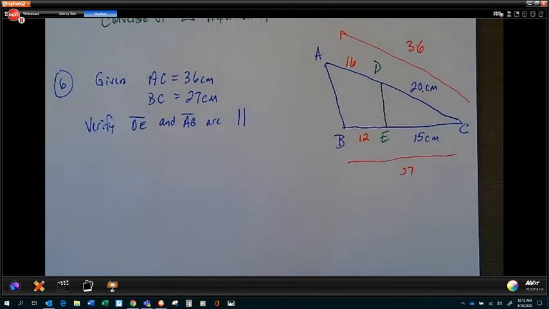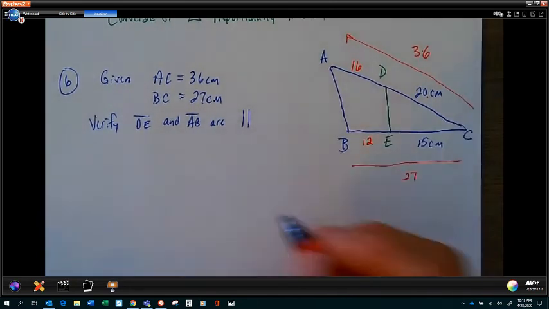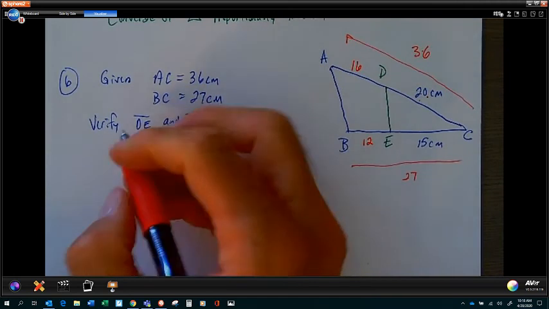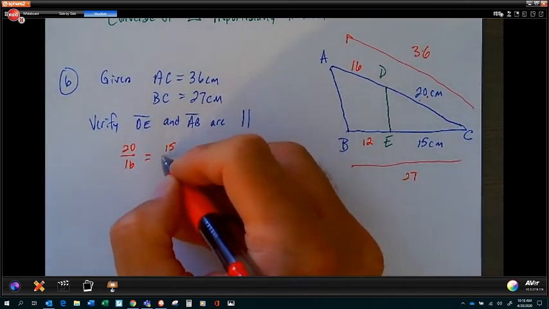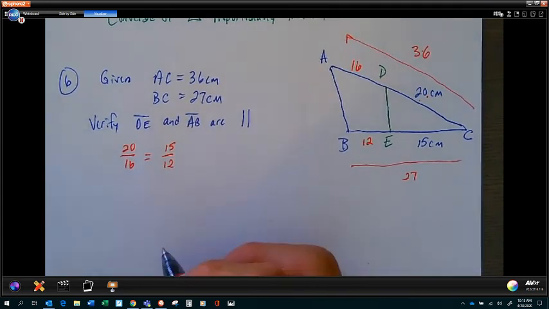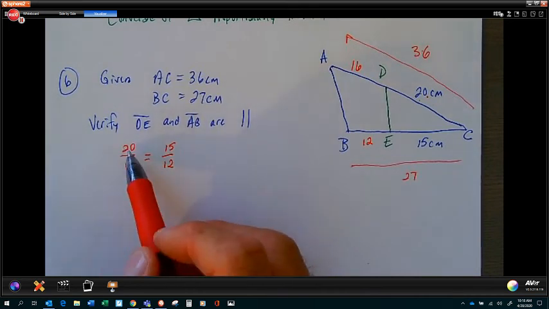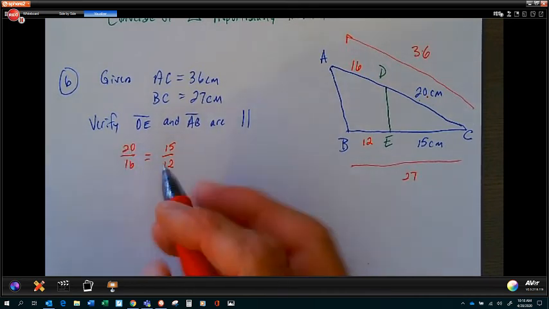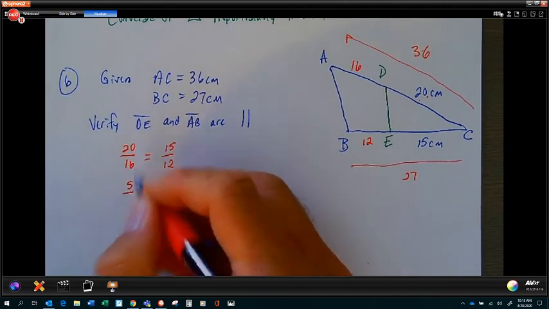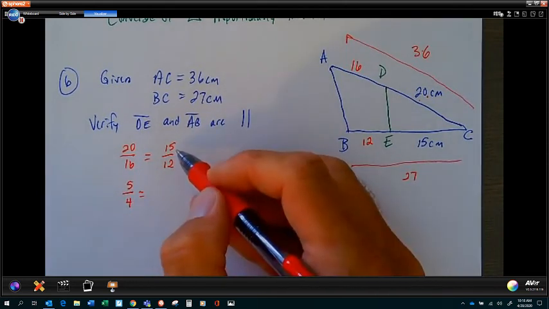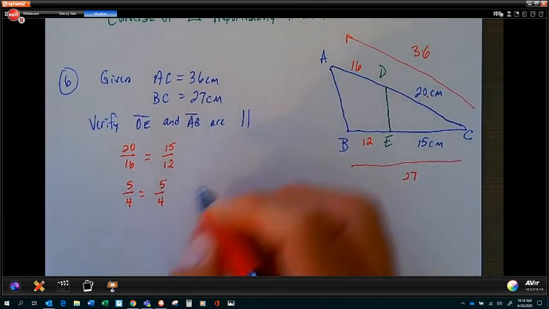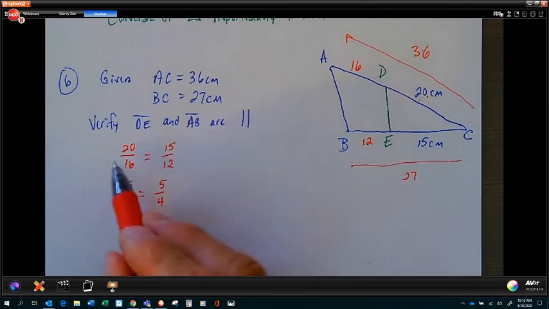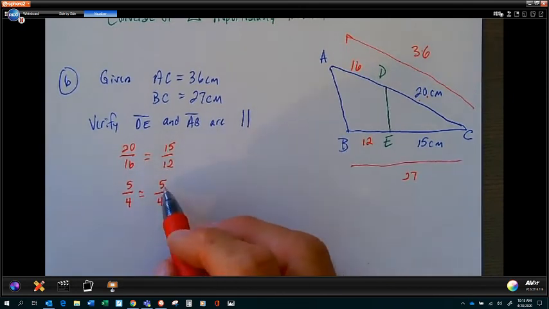Now that we've deduced that, we can go ahead and set the same thing up. Again, you've got 20 over 16 is equal to 15 over 12. And again, you can reduce these down and realize that 4 goes into both of these. 4 goes into 20 5 times, and 4 goes into 16 4 times. And 3 goes into both of those. 3 goes into 15 5 times, and 3 goes into 12 4 times. So we can already see that these proportions are proportional.